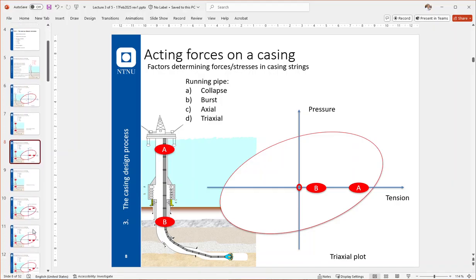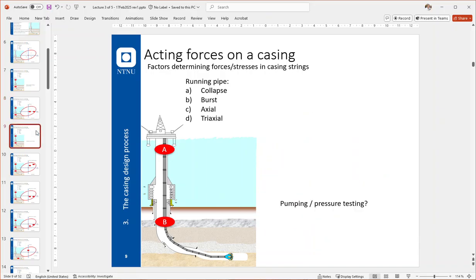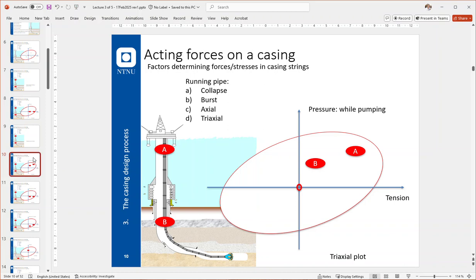Now, if we add pumping or pressure testing, that's going to change the location in our triaxial plot. The pumping pressure is higher in point A because it has more friction than point B.